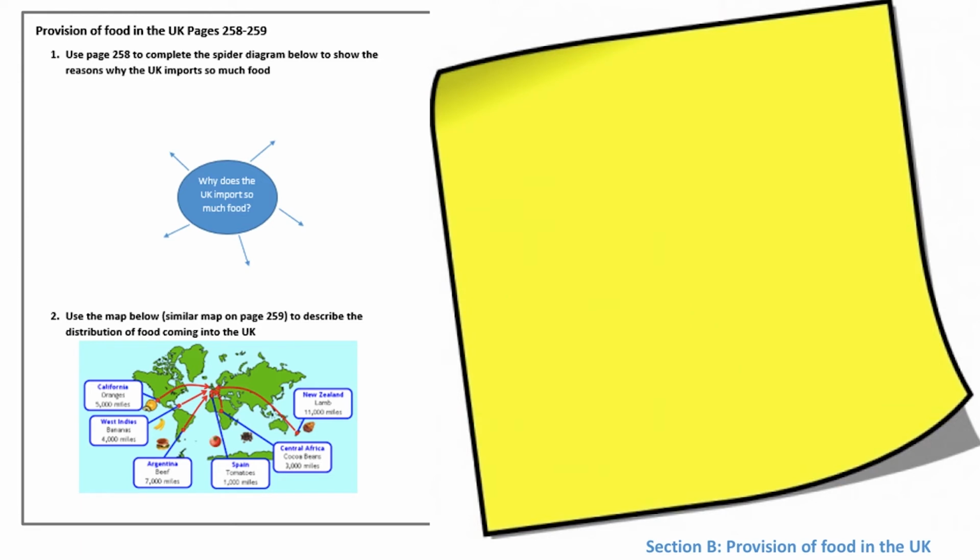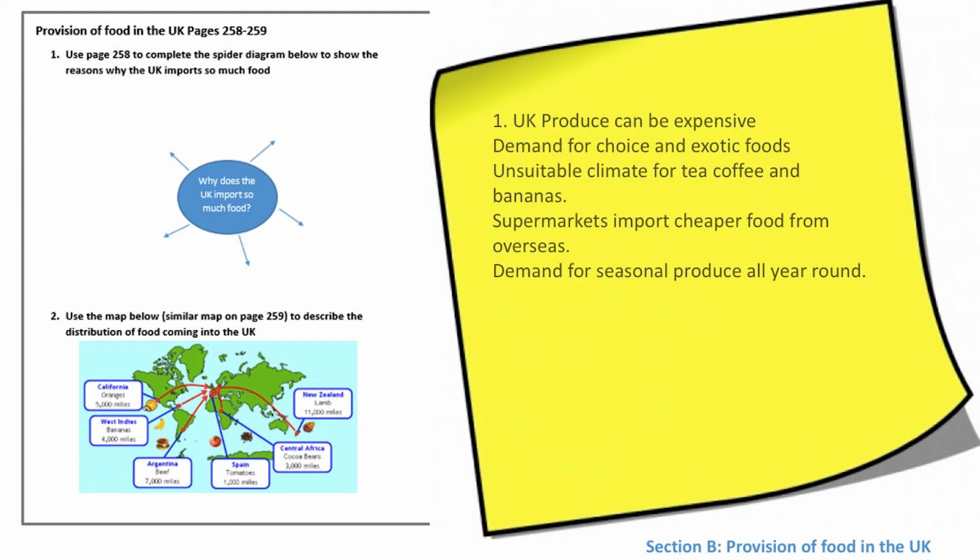Okay, well done. Hopefully by now you've drawn your spider diagram and you've taken a look at the map in the books for question 2. Please make sure your notes are colourful and straightforward and easy to read. It's going to make such a difference in the future. So question 1, you were asked to think about why the UK imports so much food.